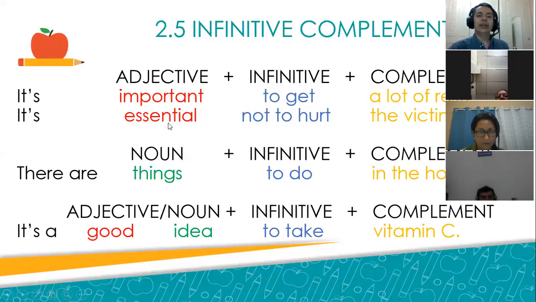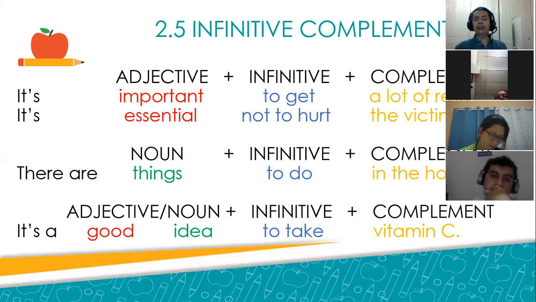We have the adjective. We can have the noun and also a combination. Look, adjective and noun, right? Here, for example, it's important to get a lot of rest. Important is an adjective, right? The infinitive, get. So the infinitive basically is to add the preposition to before the verb, okay? So it's not the same to say it's important get as to say it's important to get. Notice, in this case, the infinitive is helping me to give and to ask about advice, right? And the complement is a lot of rest.